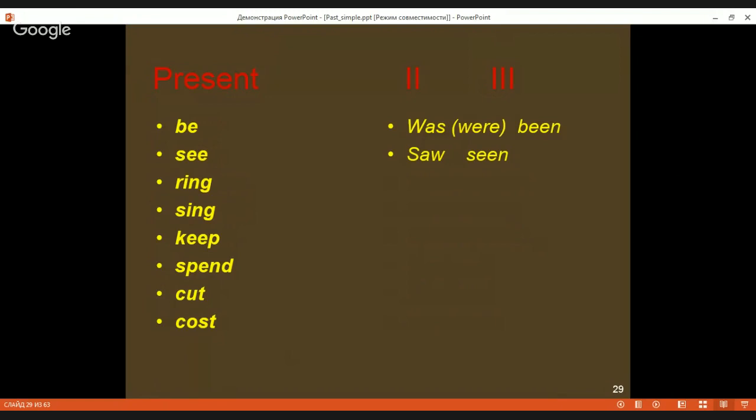Let's continue. Ring, rang, rang. What about sing? Of course, it's the same algorithm. Sang, sung. Keep, kept, kept. And what about spend? Of course, it's spent, spent.